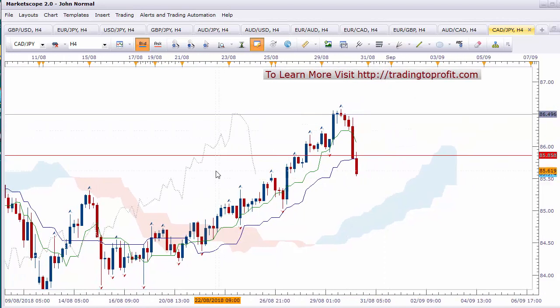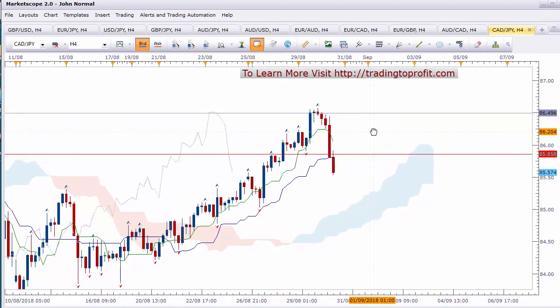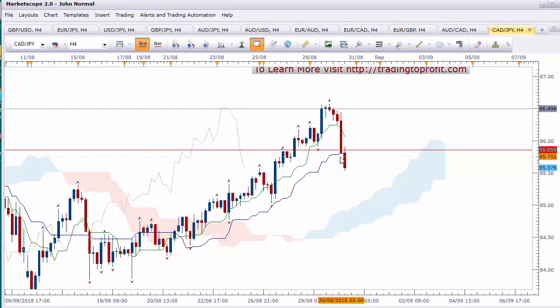So most of these fractal break trades work, and then the one that doesn't work is the one that's going to turn the market around, go the other way. But this is the H4 chart.